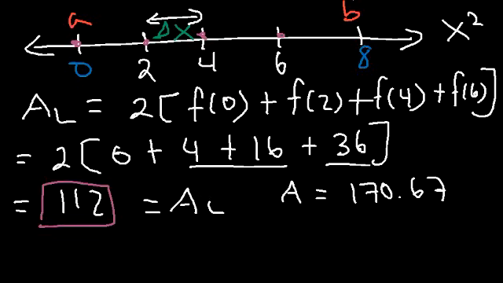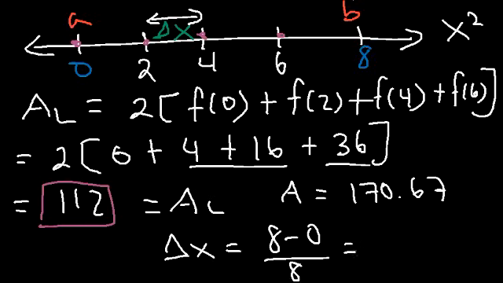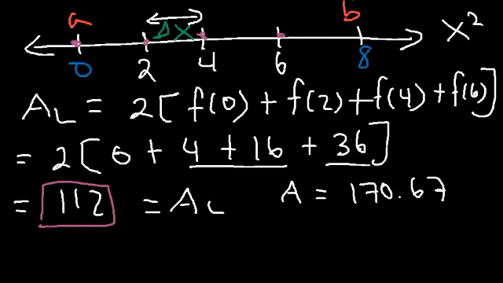So now let's see what it's going to be if we use 8 instead of 4. If n is 8, delta x is going to be 8 minus 0 divided by n, which is 8, and that's going to be 1. So in that case, the width of the interval is going to be 1. So we're going to have the points 1, 3, 5, and 7. So out of the 9 points that's on the board, we're going to choose the 8 points on the left. That's 0, 1, 2, 3, 4, 5, 6, and we're going to stop at 7.